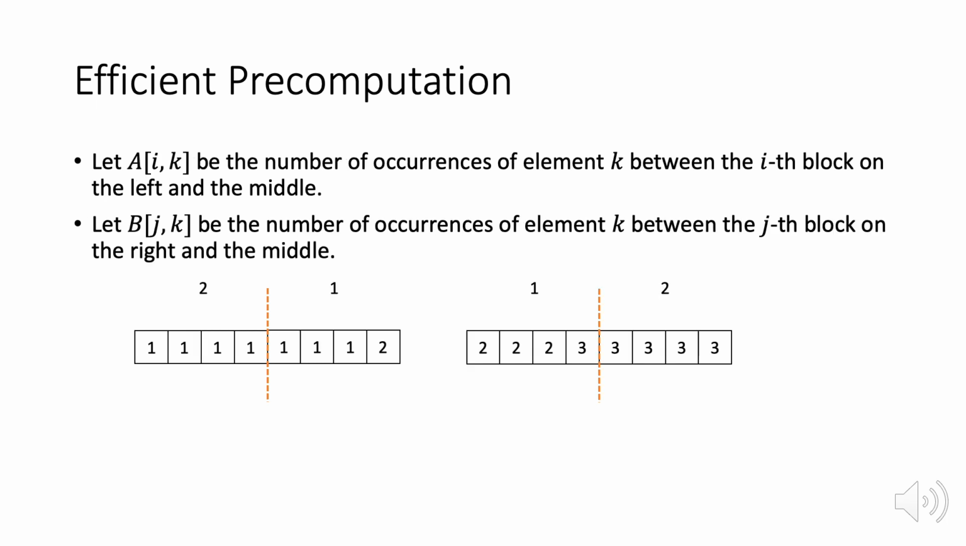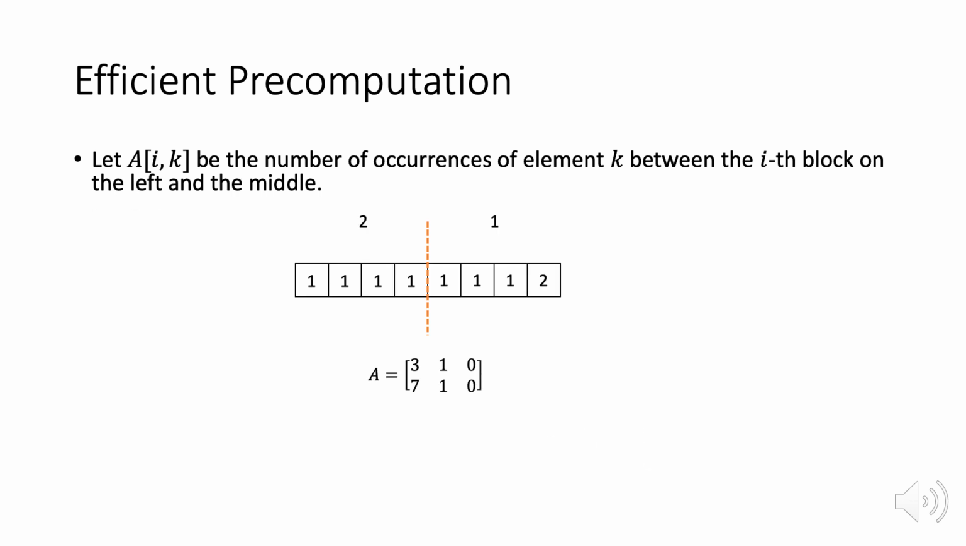For the left half, we create a matrix A, where a_ik equals the number of occurrences of element k between the ith block on the left and the middle. Similarly, we create a matrix B. Here, for instance, A11 is the number of occurrences of 1 in the first block. So there are 3 1s in the first block, and thus A11 equals 3. A21 is the number of occurrences of 1 in the first block and the second block, so it is 7.